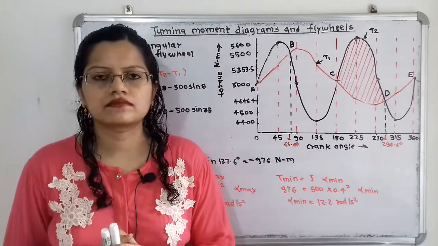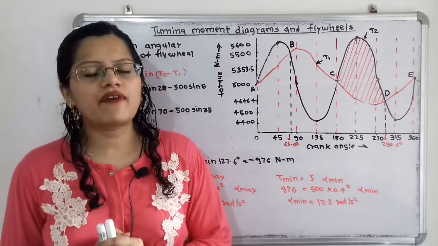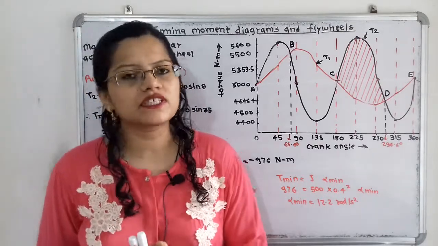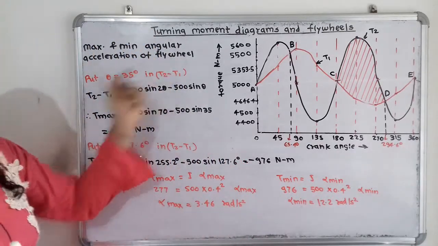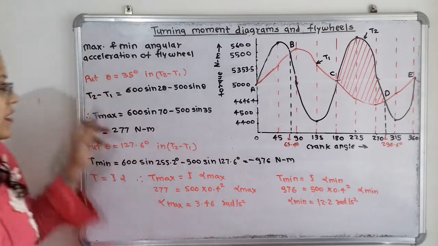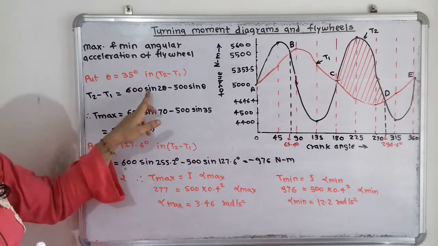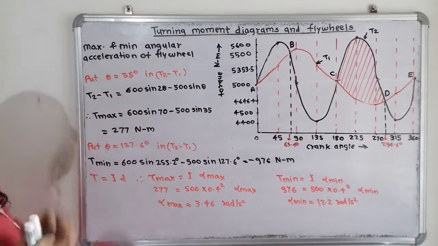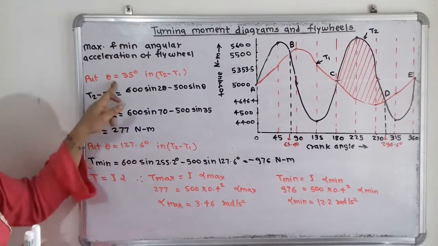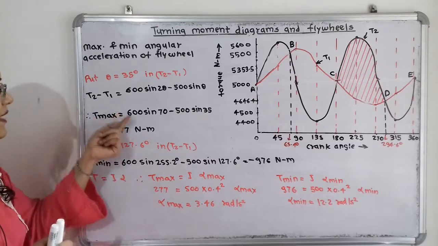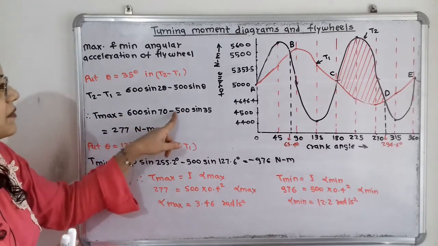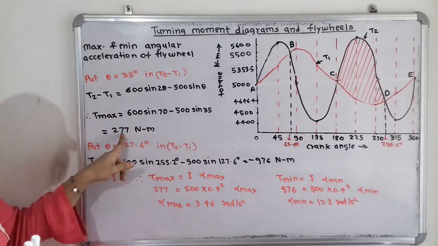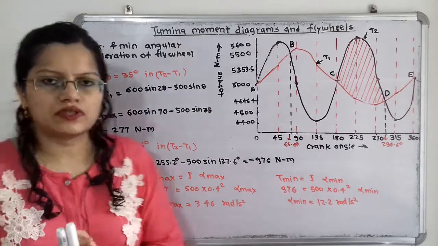Now when we put the value of the angle θ, which is equal to 35 degrees, in T2 minus T1, that is 600 sin 2θ minus 500 sin θ. If θ is equal to 35 degrees, then it will give us the maximum torque. So T max is equal to 600 sin 70 minus 500 sin 35, which is equal to 277 Newton meter.